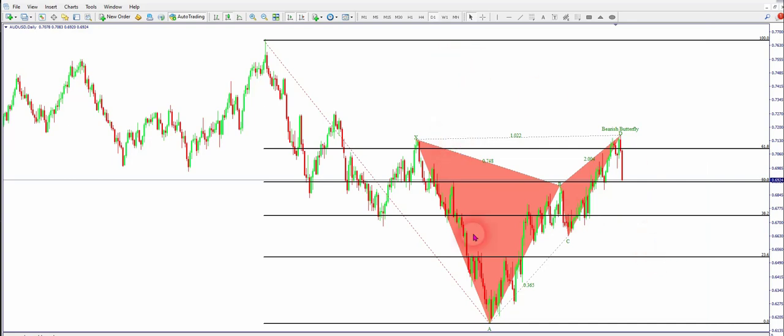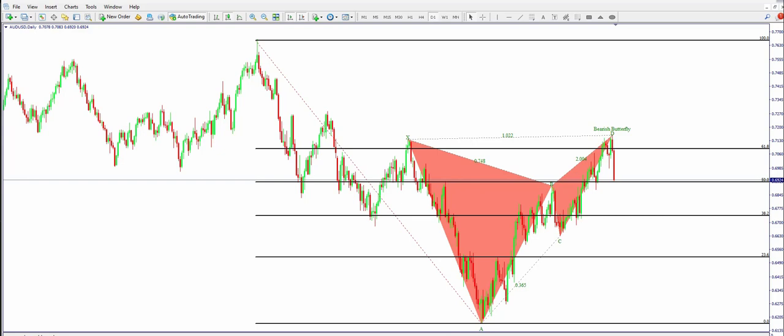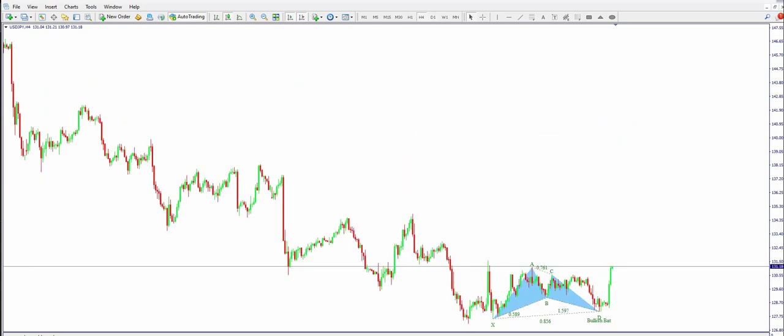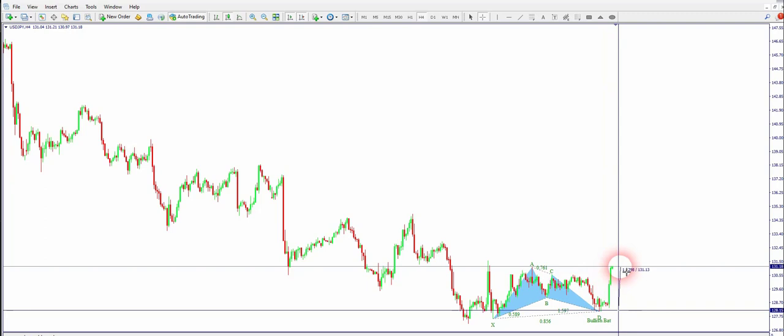So how about the USD Japanese yen? Yesterday I told you that USD Japanese yen is actually in a bearish trending market, but the fundamental news came out, very good news for the US dollar, and USD Japanese yen rose straight up. As you can see here, the market went straight up by about 300 pips, 298 pips, after creating this bullish bat pattern.